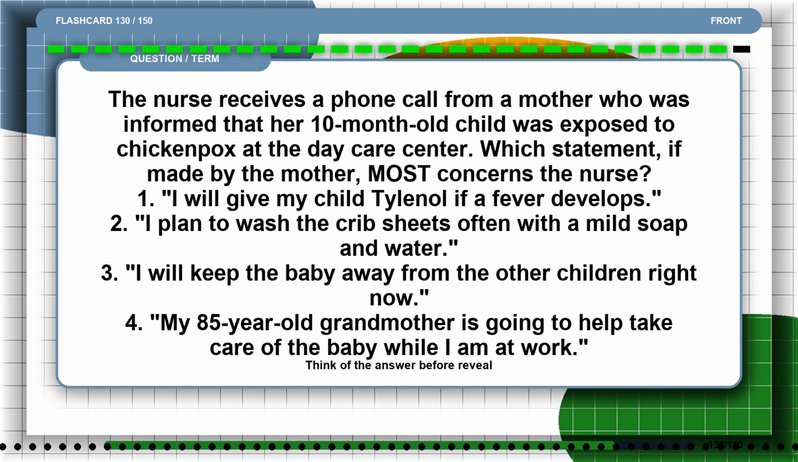Flashcard 130. The nurse receives a phone call from a mother who is informed that her 10-month-old child was exposed to chickenpox at the day care center. Which statement, if made by the mother, most concerns the nurse? 1. I will give my child Tylenol if a fever develops. 2. I plan to wash the crib sheets often with a mild soap and water. 3. I will keep the baby away from the other children right now. 4. My 85-year-old grandmother is going to help take care of the baby while I am at work. Think of the answer before the reveal.